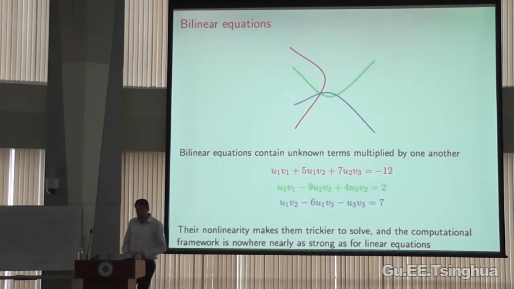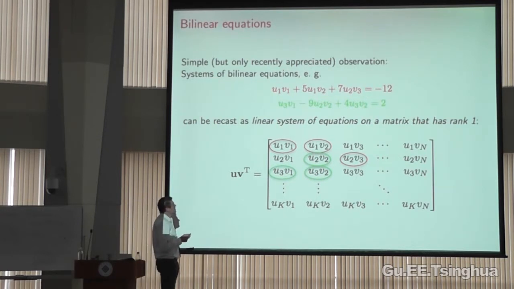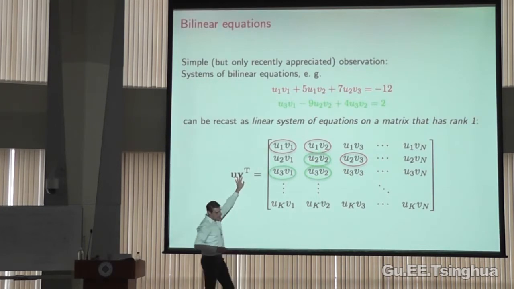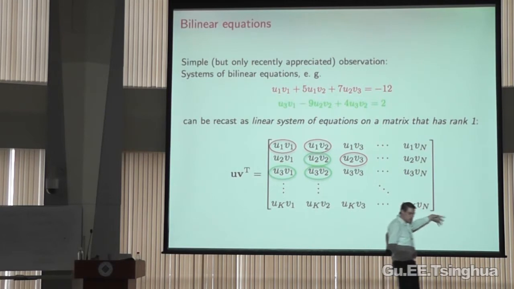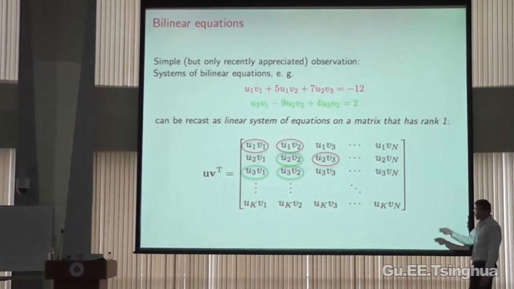So we don't have anywhere near the same framework for solving bilinear equations as we have for solving linear equations. It just doesn't exist. But here's a new framework, and again, it's simple. If I have an equation like this, of course it's bilinear in U and V, because I don't know any of the entries of U or V, but it's actually linear in U cross V. If I look at the matrix U V transpose, what is that matrix except the collection of all products between entries of U and entries of V? And so a bilinear equality constraint is exactly a linear constraint on this matrix.